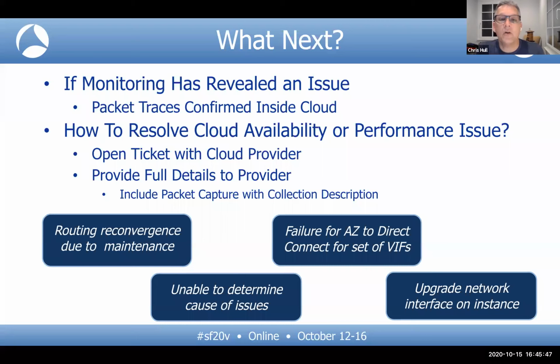So get those packet traces so that we can verify that it's inside the cloud. But then what do you do? Because this is why we're here in the first place: we want to have visibility to the network inside the cloud. So what do we have to do? We have to actually open a ticket with the cloud provider, AWS, GCP, Azure, what have you. And we need to give them the details. And I'll tell you, don't just sit there and wait for them to call you back and then try and talk them through it. Put as much detail as you can.